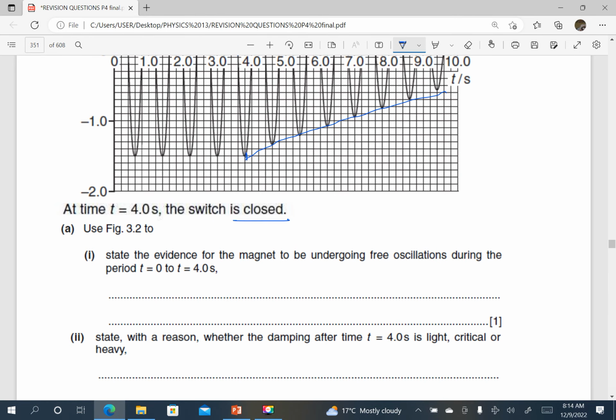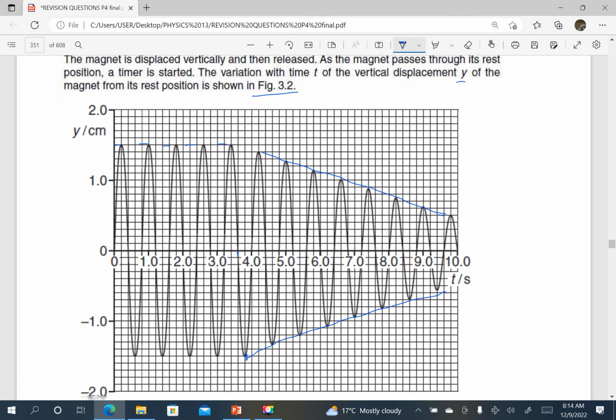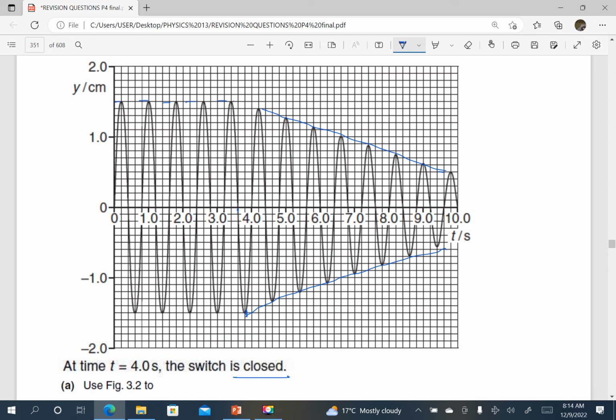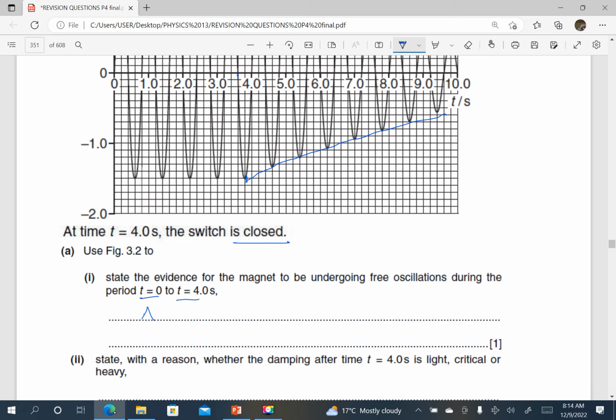State the evidence for the magnet to be undergoing free oscillations during t equals 0 to t equals 4.0 seconds. Between t equals 0 to t equals 4.0 seconds, you notice that the amplitude remained constant. That means no energy is gained or lost to the surroundings. And if that is true, then the system is undergoing free oscillations. Because the amplitude has remained constant between t equals 0 and t equals 4, we can agree that the system is undergoing free oscillations. No energy is lost or gained from the surroundings.